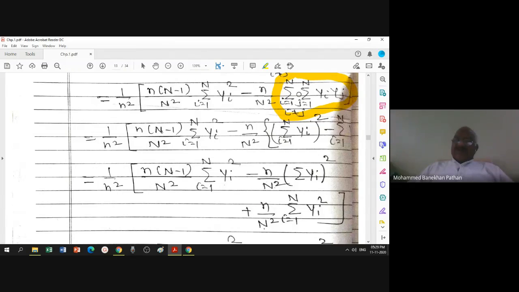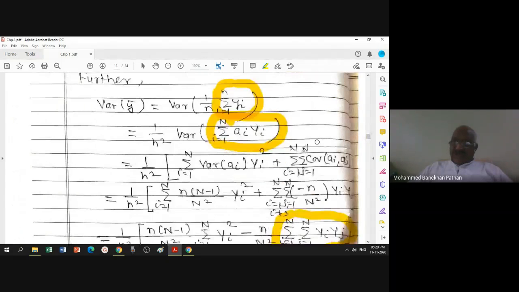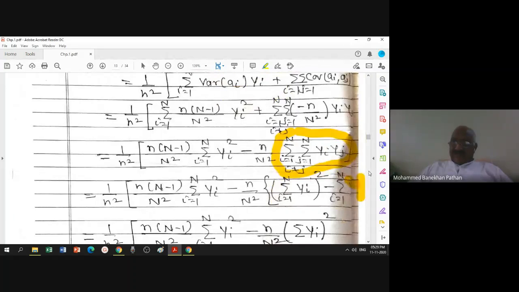I want to write this sum of product in another way, which is equivalent to these two. What is here? It is the sum of yi square. Now this is the sum of product. Suppose you take a rough page with you.